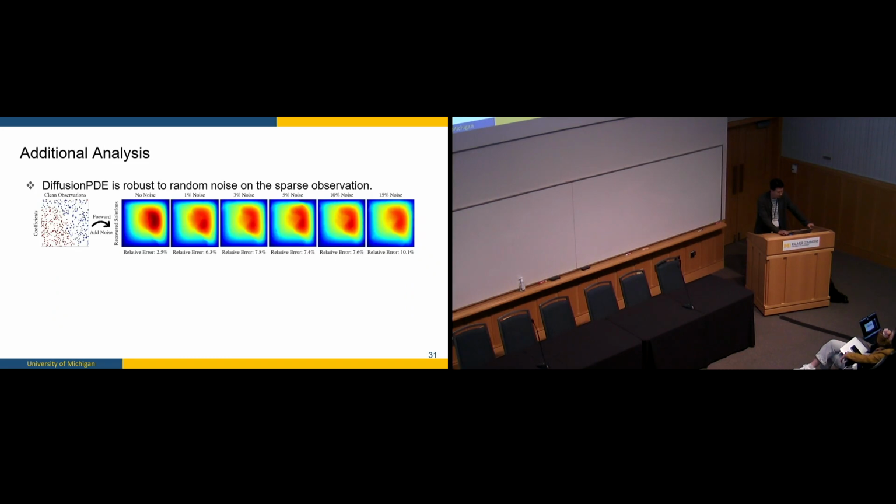For the rest of the slides, I'm going to show some additional analysis of the diffusion PDE algorithm. We realized that diffusion PDE is robust to random noise on the sparse observation. If you add noise to these sensor readings of the sparse observations, we can see that it's pretty robust.